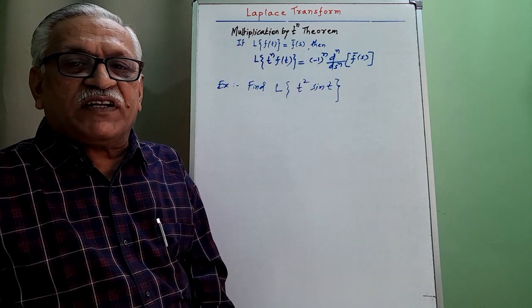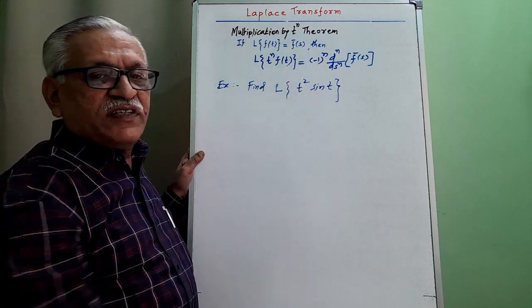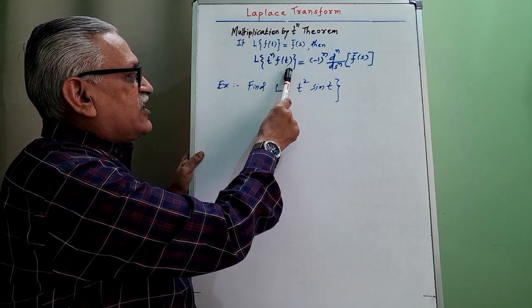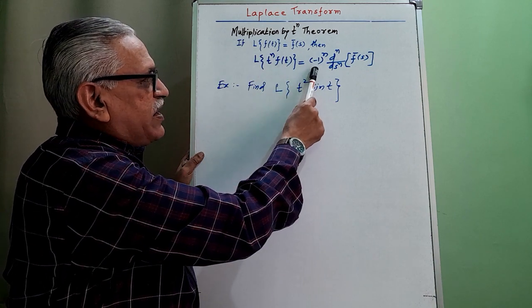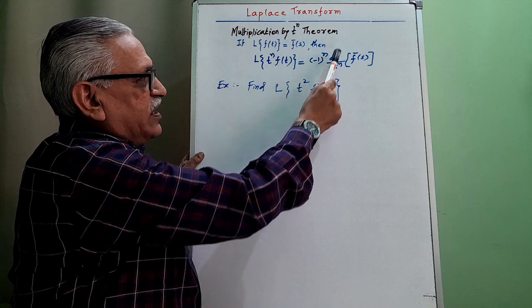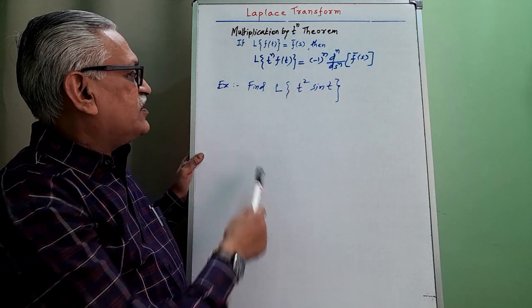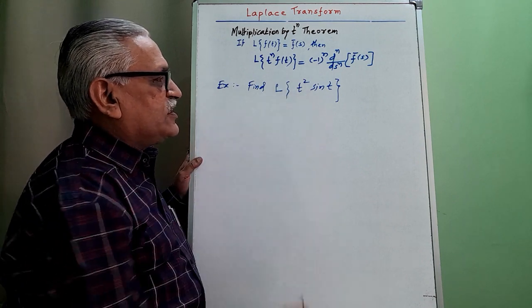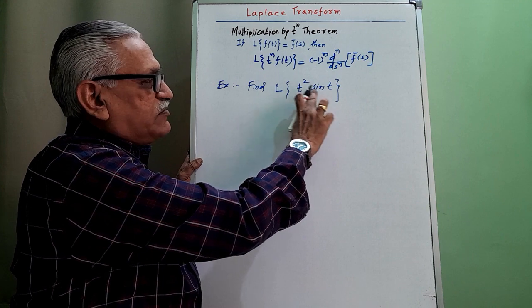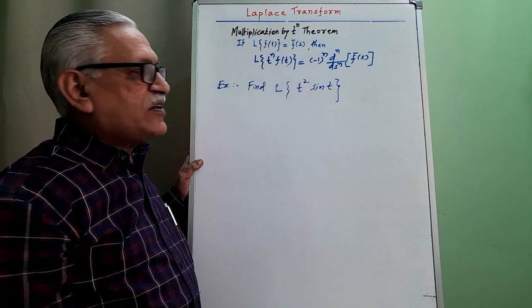Second theorem is multiplication by t raised to n. If Laplace of f(t) is f bar of s, then Laplace transform of f(t) multiplied by t raised to n is obtained by minus 1 raised to n, nth derivative of f bar of s with respect to s. And therefore, try to solve the problem. Find Laplace transform of t square into sin t. Here sin t is multiplied by a term t square. Therefore, we have to apply this theorem.